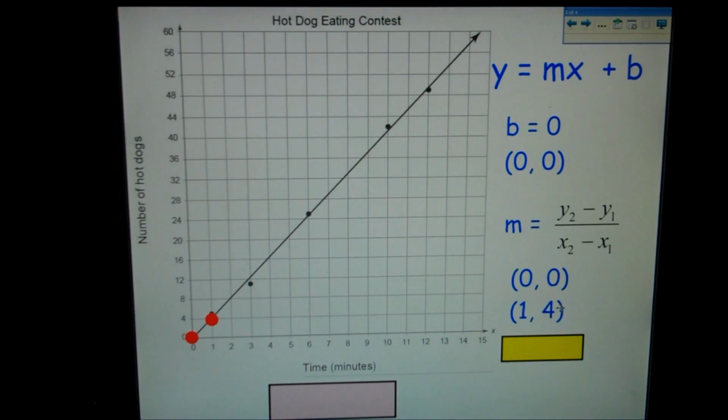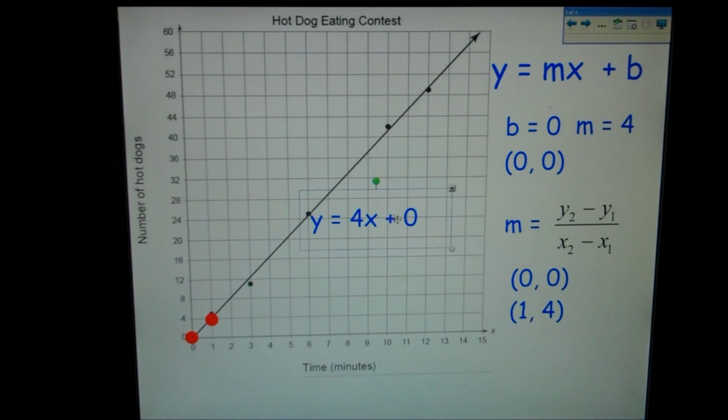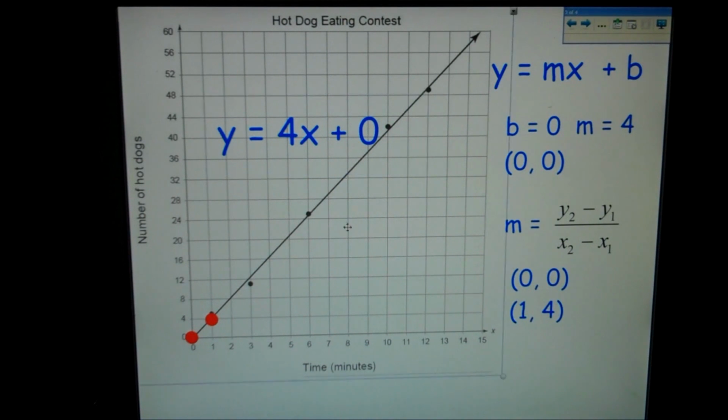Here are the 2 ordered pairs for slope. y2 minus y1 over x2 minus x1. Slope ends up being 4. Do we have m? Do we have b? Yes, we do. Let's write the equation of the line. And here is the equation of the line of best fit. Y equals 4x plus 0. That's the equation of this line of best fit.